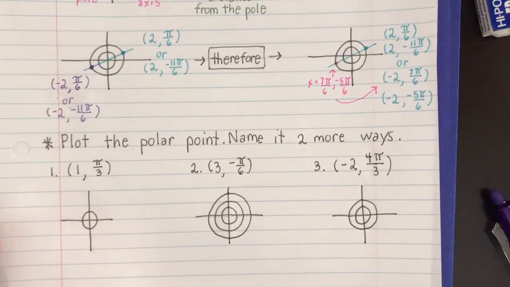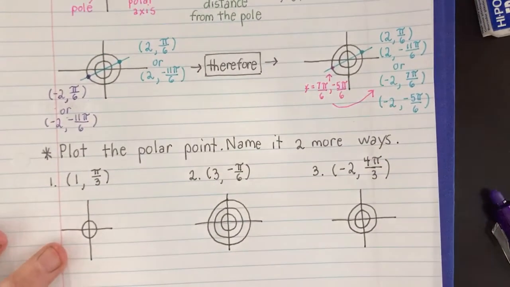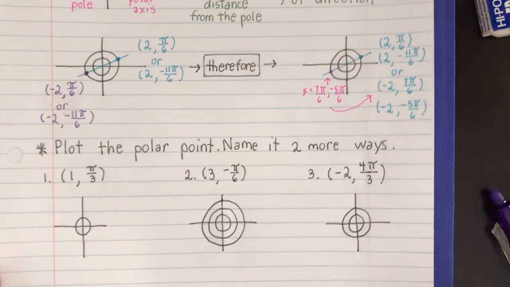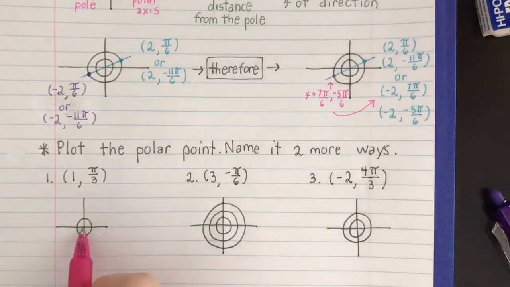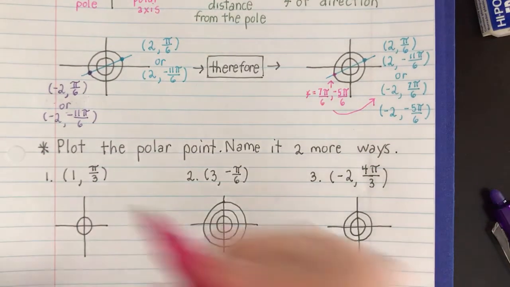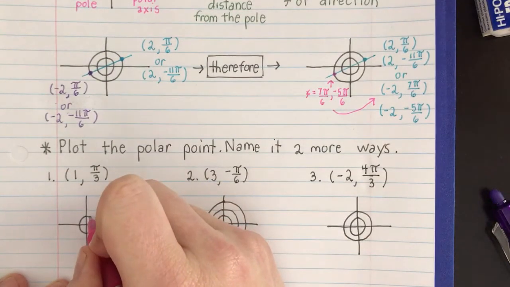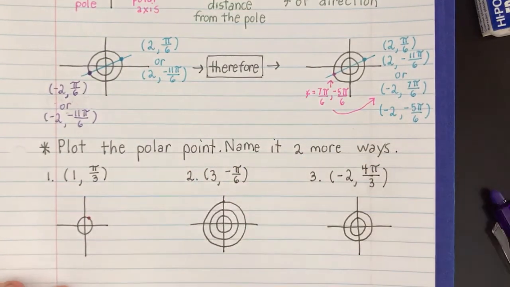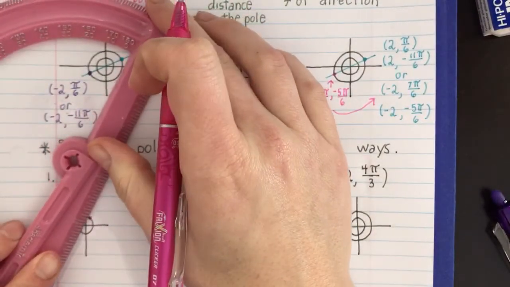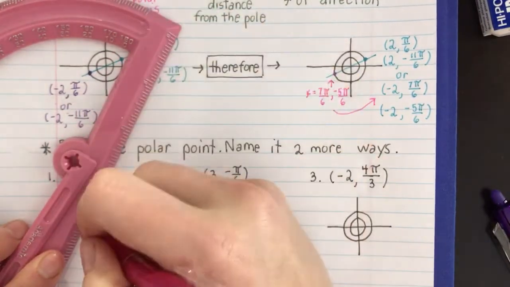So plot the polar point, name it 2 more ways. So let's look at number 1. Number 1 is 1 comma pi over 3. So I only drew 1 circle here because this is just distance 1. And then where's angle pi over 3? So pi over 3 is about there. So I'm going to draw my line through. So the point that I'm wanting is this one here. I'm going to draw the line through the pole.